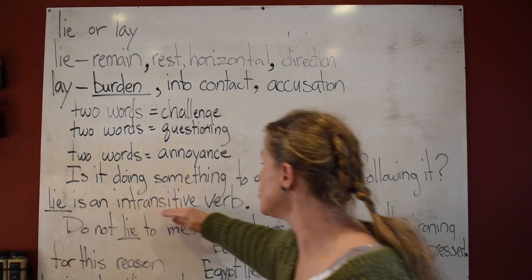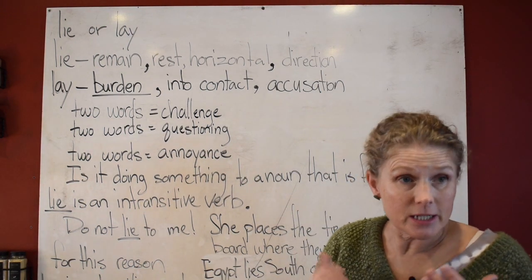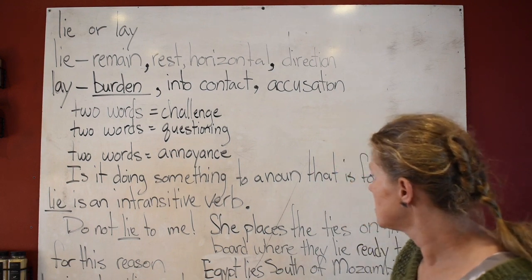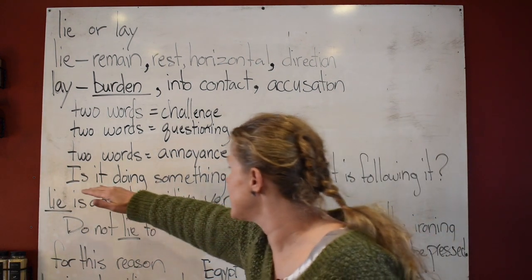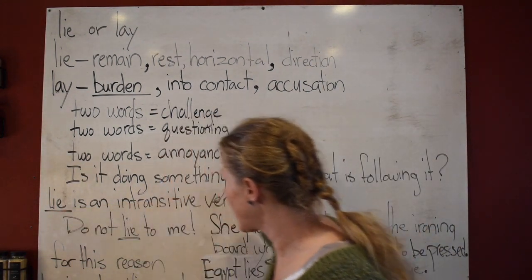Lie is an intransitive verb. Intransitive means that it doesn't take a direct object, right? So you just need to remember that. Is it doing something to a noun that's following it? Am I using this word correctly?